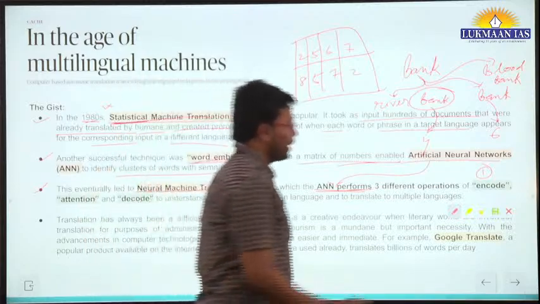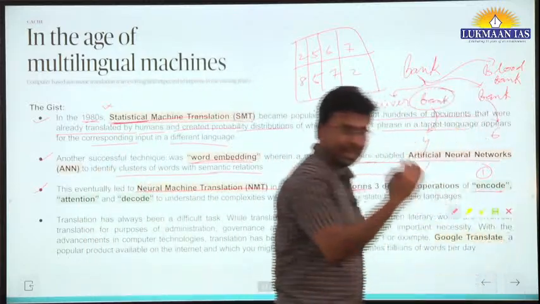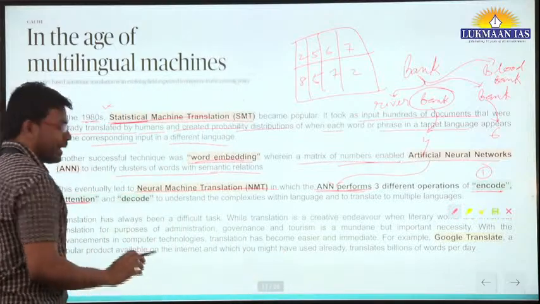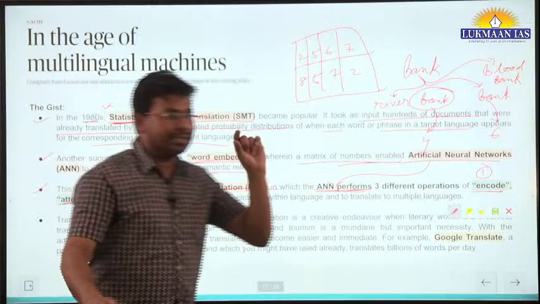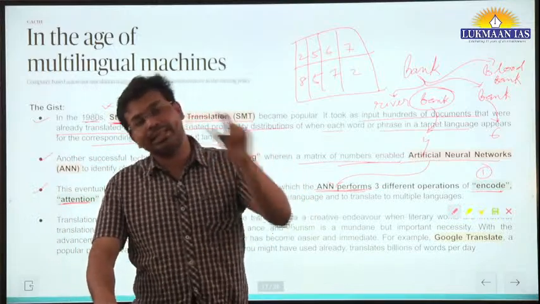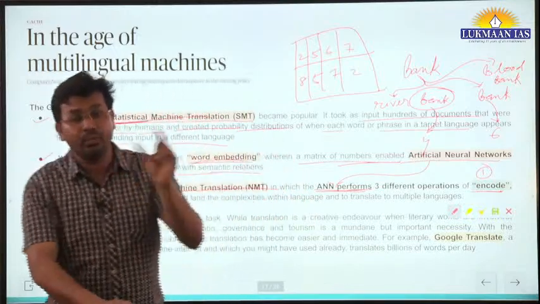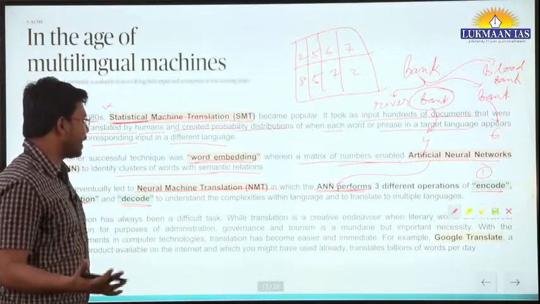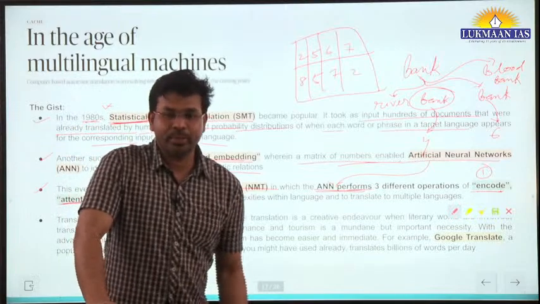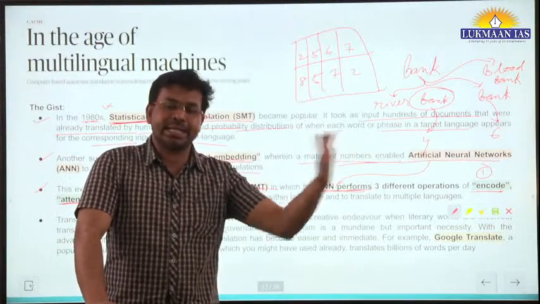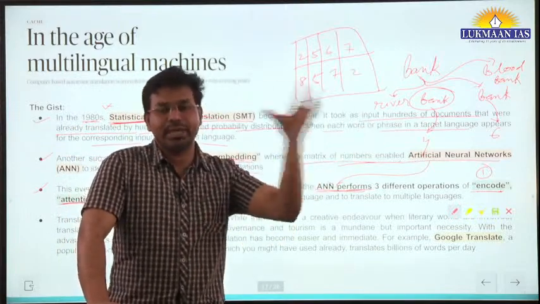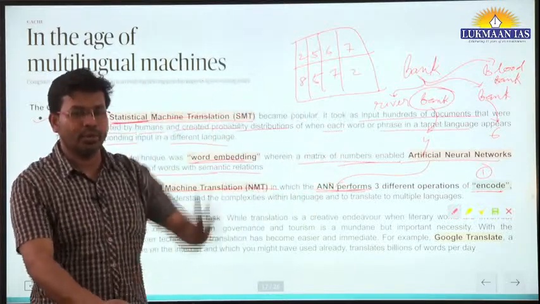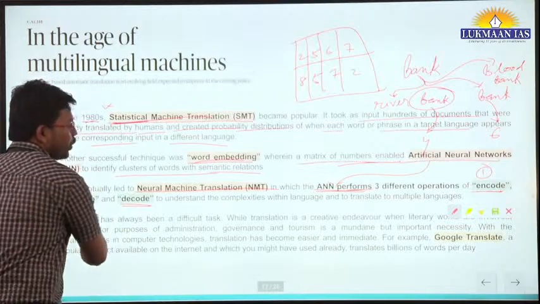So encoding is the first step, okay. So they encode the information. Then attention is given, right? Attention means they understand, first of all, they encode, then they understand in which context it might have been used. Then decoding is done to understand in the next language, I mean from one language to other language. First encoding, then attention means translation, then decoding, okay. So this is what happens.